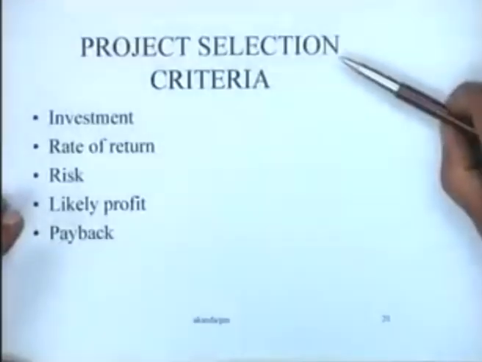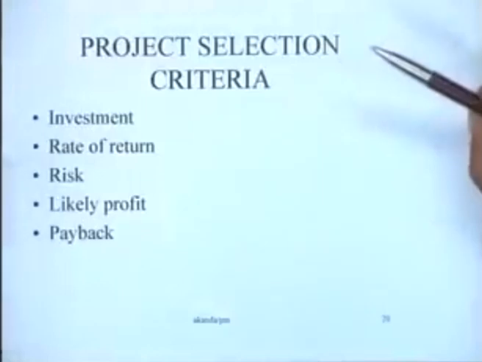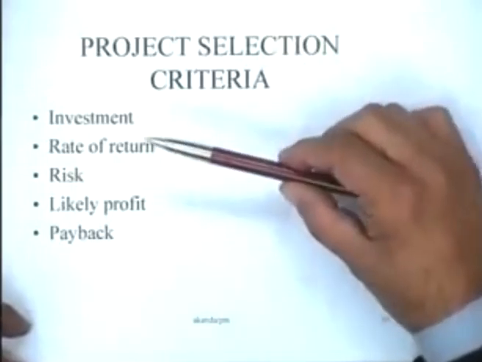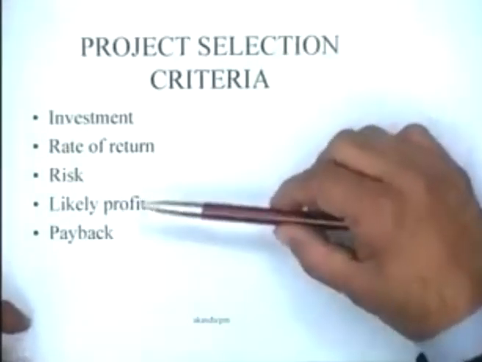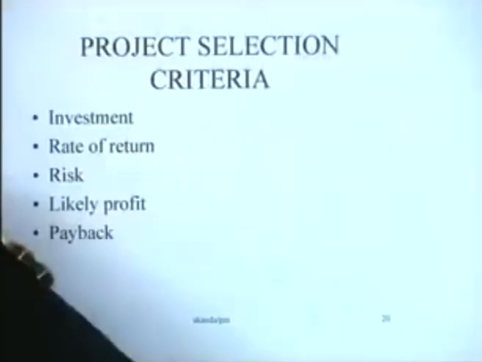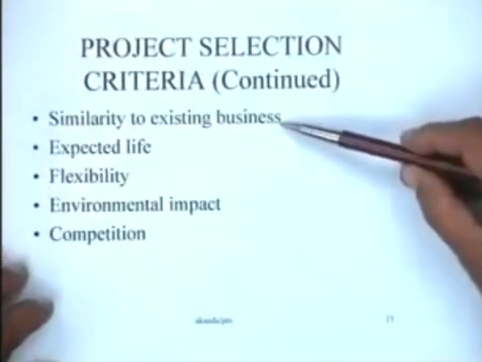So we finally come to this stage of project selection, which is in fact the first stage where the birth of the project has taken place. Some of the criteria which are important in project selection are the investment, the rate of return, risk, likely profit, payback, and issues like similarity to existing business. This is important because you may want to utilize the experience that you have gained in a particular profession in setting up or in propagating your new project.